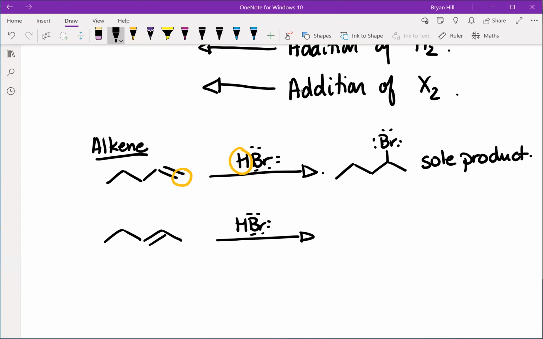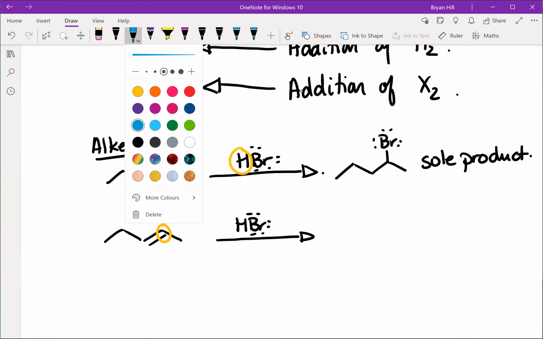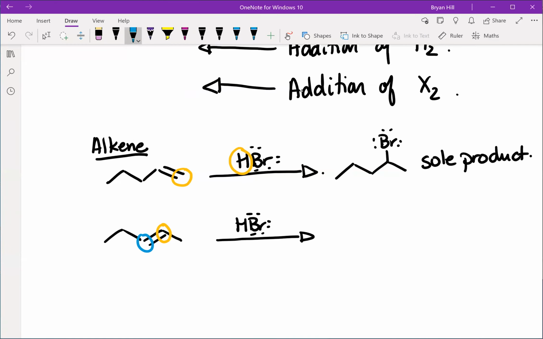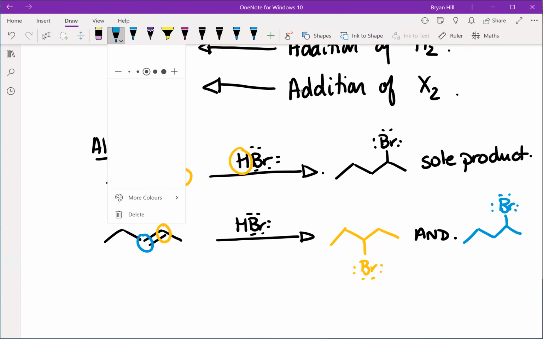Now, in the second reaction, you'll notice that both carbons, the yellow carbon and the blue carbon, have one proton each. So we would expect that there would be two products that could form. We could form this, and we would form, so the blue one. If the blue carbon gets the proton, we would make this. So we would have two products.